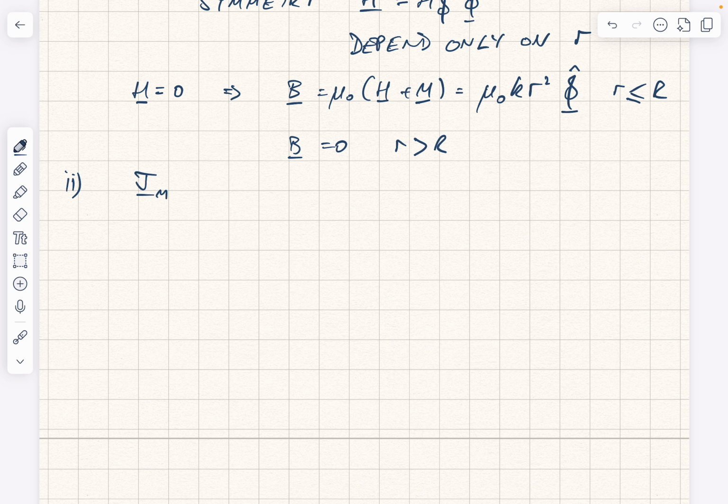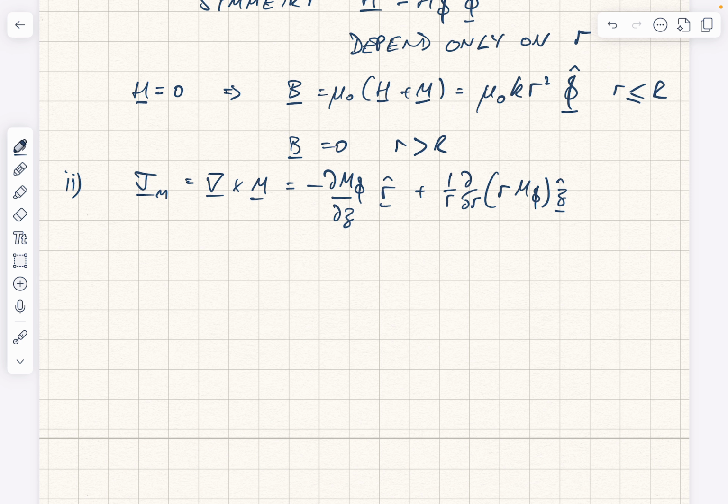So let's start with Jm. That's the volume current density. That is the curl of m. Now m is only in the phi direction, so we only need the parts of the curl which involve phi. So using cylindrical polar coordinates, we get minus dm phi by dz in the r direction, plus 1 over r d by dr of r m phi in the z direction.